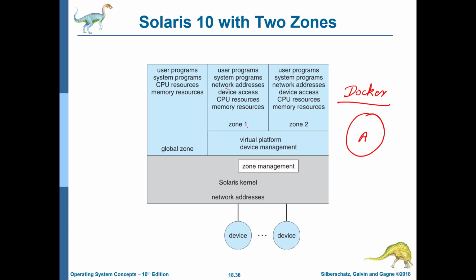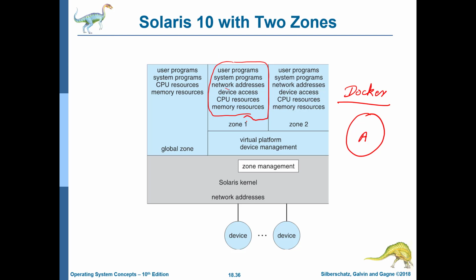So zones take this concept further. It had a single global zone, which was the default, where you could run user programs, system programs, and all CPU and memory, everything was visible. And then, of course, you could have these containerized areas where you had a dedicated file system with some user programs, some system programs, libraries, and so on. This area used to have its own network address, its own access to devices, and again dedicated CPU and memory resources. So this was more like a virtual platform.